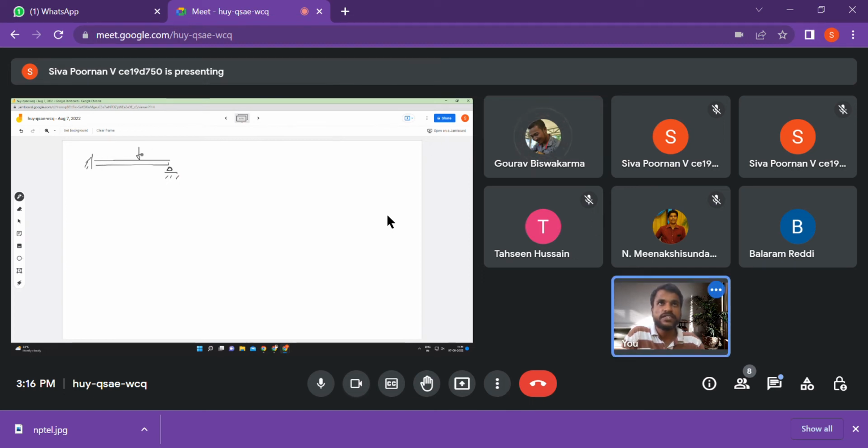Yes, method of consistent deformation is what we immediately think when we see a prop cantilever. That's how we have been trained. So, how do we solve this problem? I want to know what is the support reaction at, let's say this is A and let's say this is B. I want to know what's the support reaction at A and B. How do I do that?